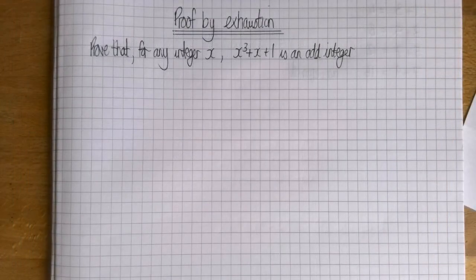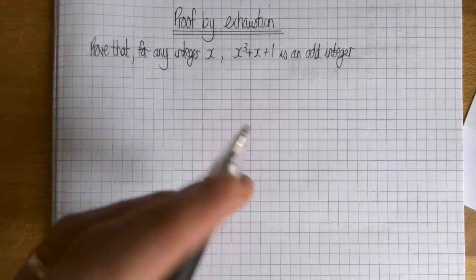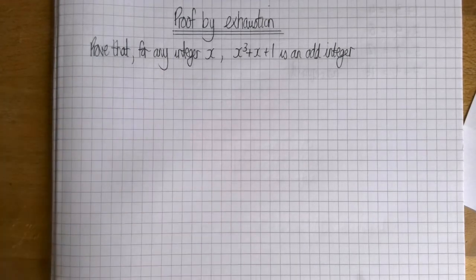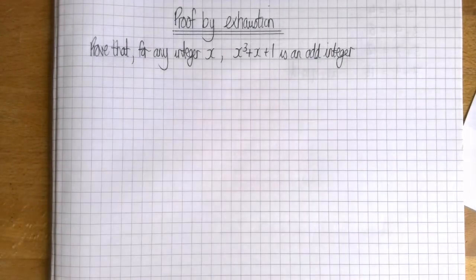So again, I'm going to ask that same question. How do I know that this is a proof by exhaustion question? Well, our proof by deduction methods wouldn't help us in this situation. But if instead we think about what sort of numbers could x be? We know it's an integer, but what sort of numbers could it be? And also there's a bit of a clue in that we're told it's an odd integer.